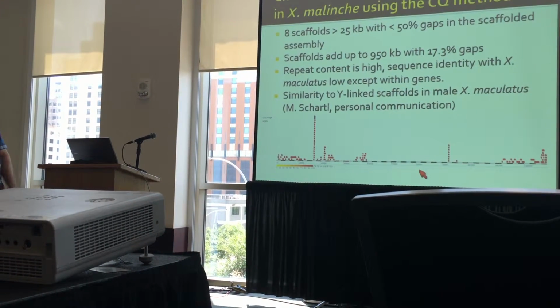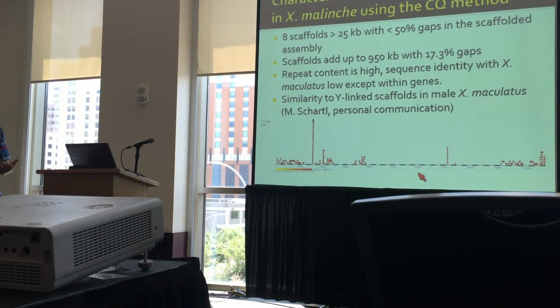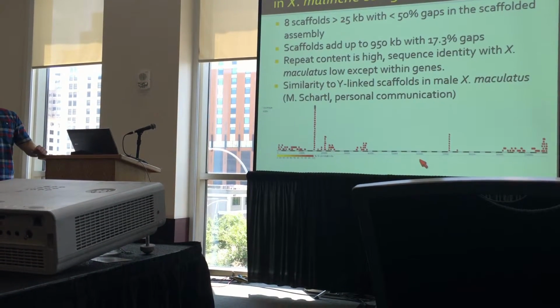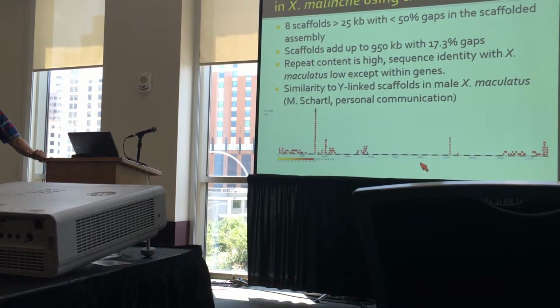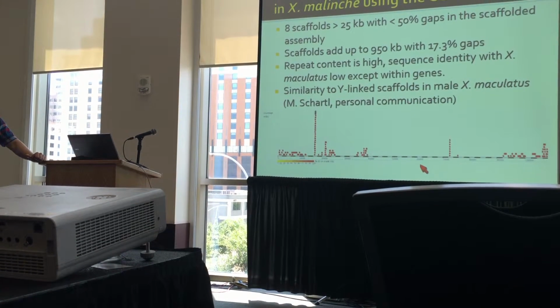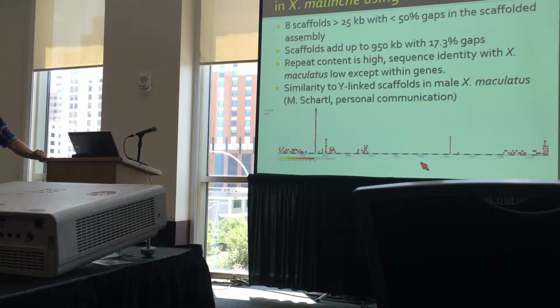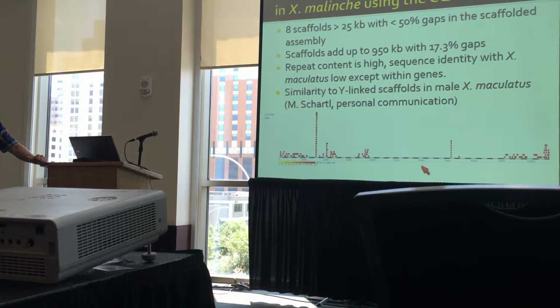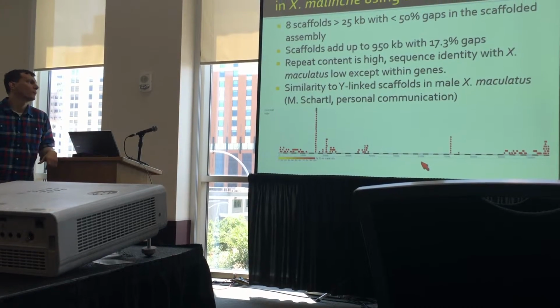And conveniently, they add up to almost a megabase, which is right the estimated size of the non-recombining region in platyfish. So the repeat content of these is very high, and the sequence identity with the female platyfish genome is pretty low, except within some protein-coding genes. That's sort of what you might expect to find on a Y chromosome.